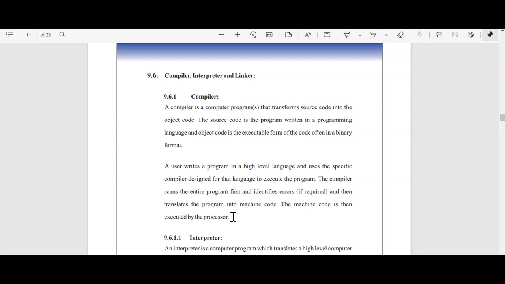So the compiler in the computer is also a translator, but it translates the whole program in one go. It converts the program into the machine code which is understandable by the computer. So it is just like an expert translator.